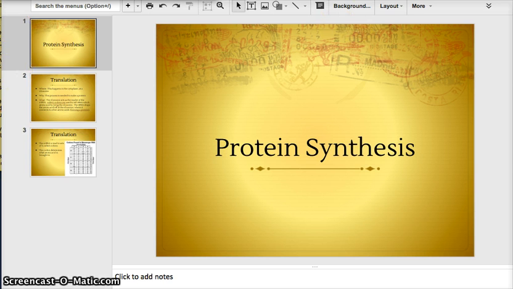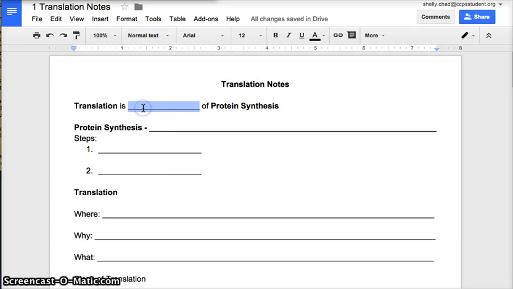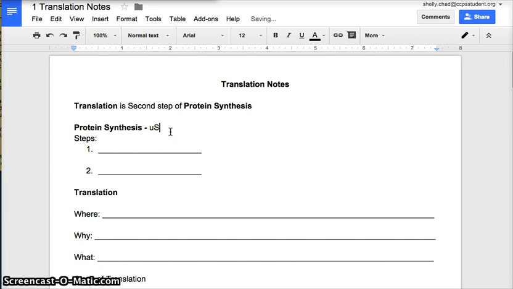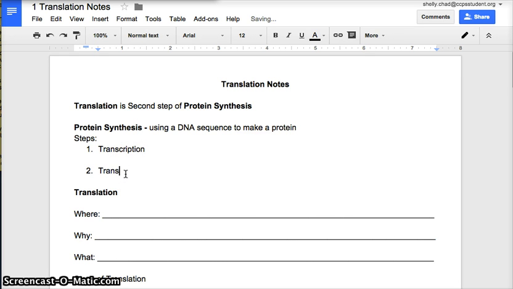So, translation is the second step of protein synthesis. And remember, protein synthesis is using a DNA sequence to make a protein. And two steps are transcription and translation.